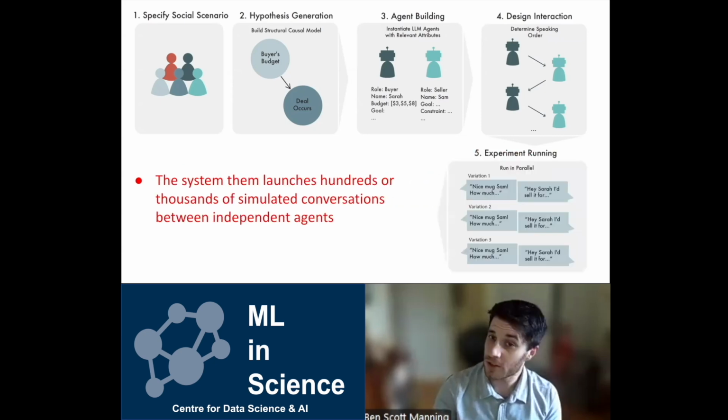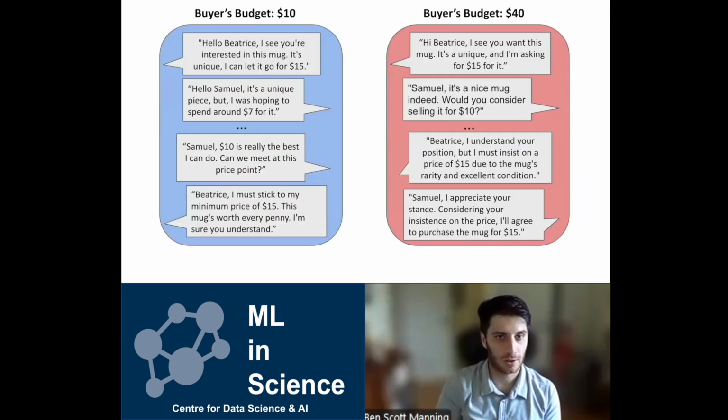All right, so once all of the different speaking orders have been determined, the system takes these agents and each possible permutation of them and has them go off and simulate conversations. So here are 2 simulations, one where the buyer's budget is $10, one where the buyer's budget is $40. And you can imagine all the other permutations of the buyer's budgets and the seller's sentimental attachments. And this is just a very limited example.